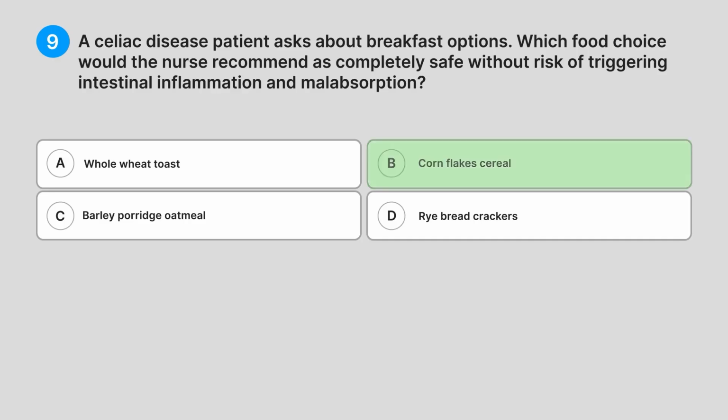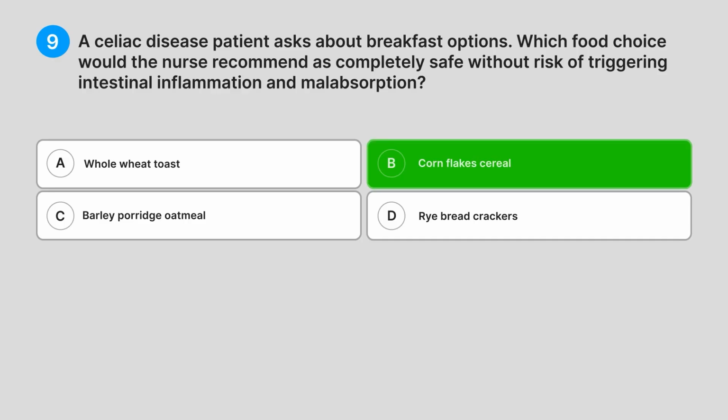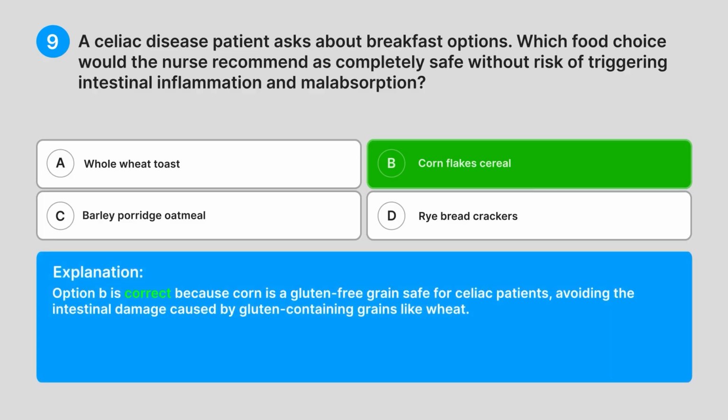Correct answer, B. Cornflakes cereal. Explanation. Option B is correct because corn is a gluten-free grain safe for celiac patients, avoiding the intestinal damage caused by gluten-containing grains like wheat.